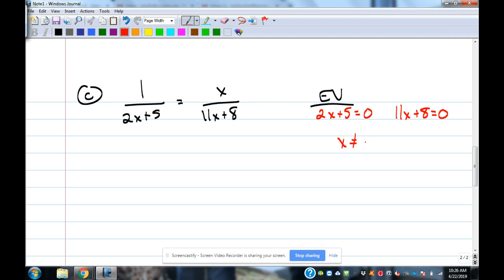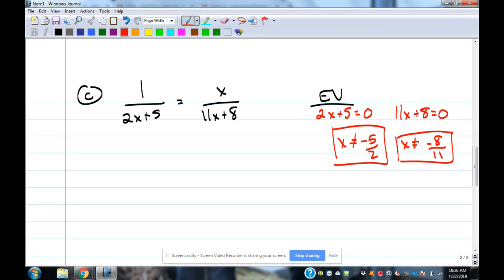We know our excluded values are negative 5 over 2 and negative 8 over 11. If we get one of those as an answer, we know we're going to throw it out. Now, is this a proportion, meaning one fraction equal to one fraction? Yes. So we're going to do it the easy way for proportions and just cross multiply.